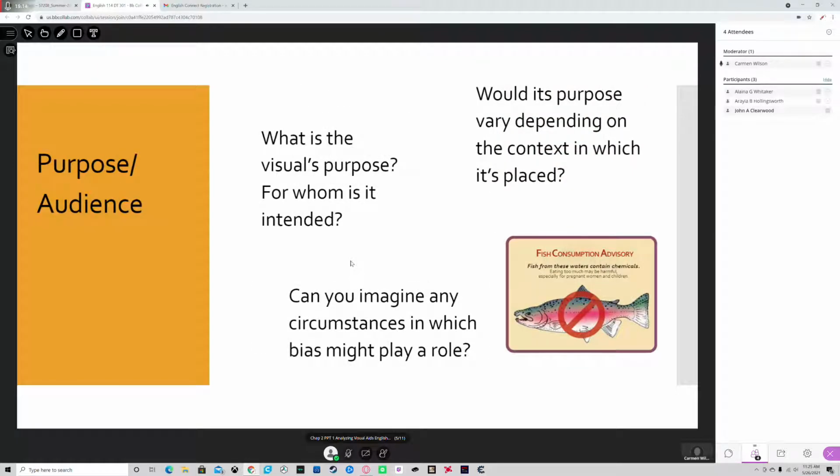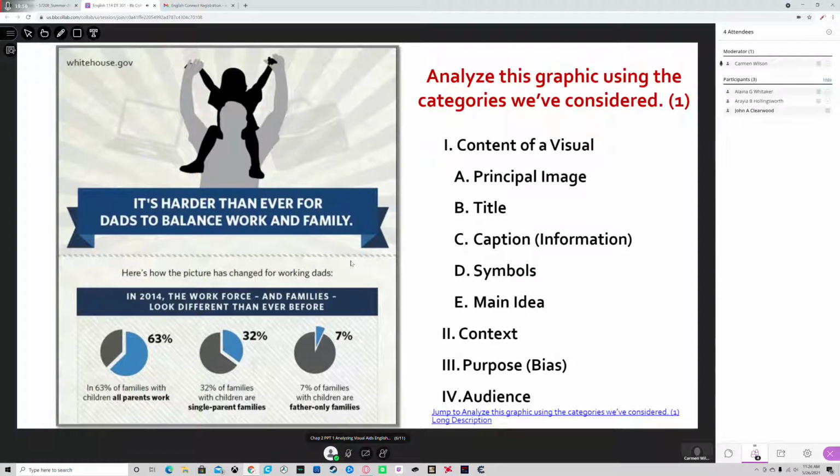So the purpose, who is this? The purpose is to inform the public, of course, and the people that live in the area or fish in that area. So it's a public service announcement kind of thing. So that would be the audience, anybody that would go there to fish. It says, can you imagine circumstances in which bias may play a role? Yeah, I guess bias could, but it's just for all of us as a safety measure. So this is just going through how you would read that, how you would determine the audience, the purpose, etc.